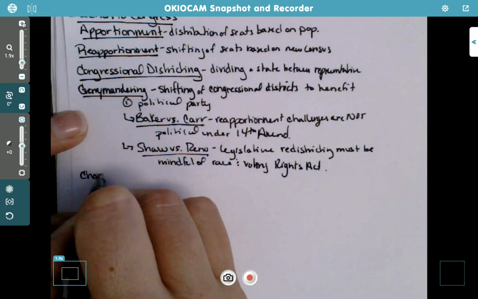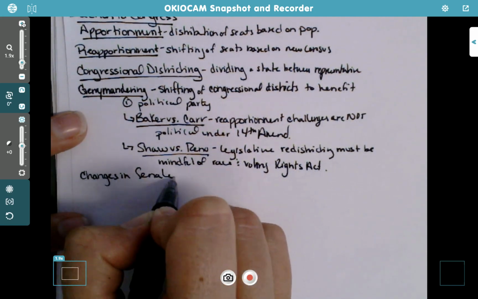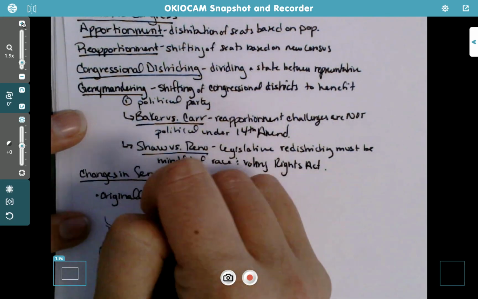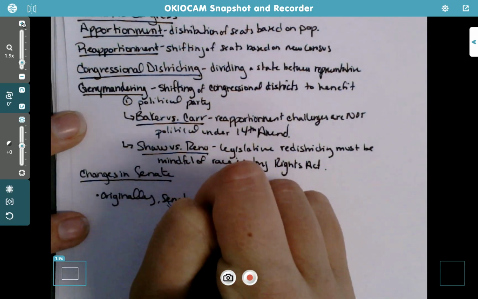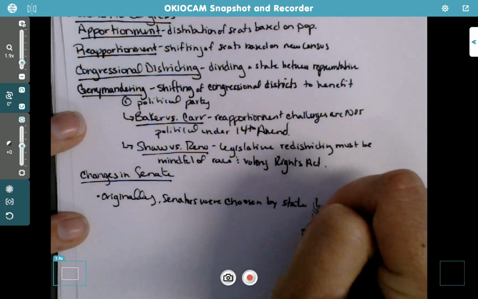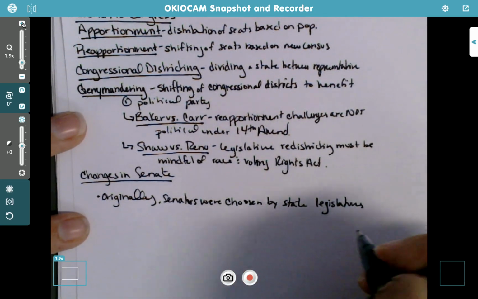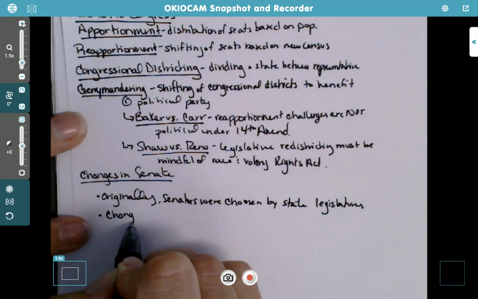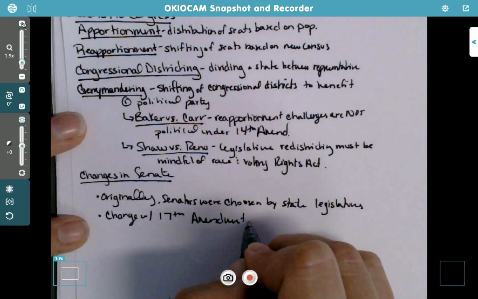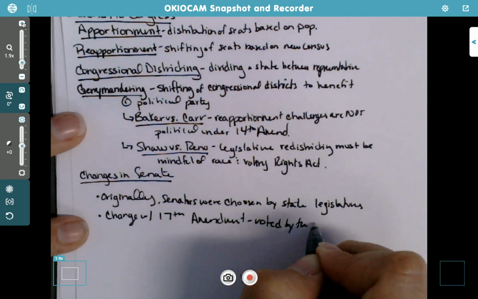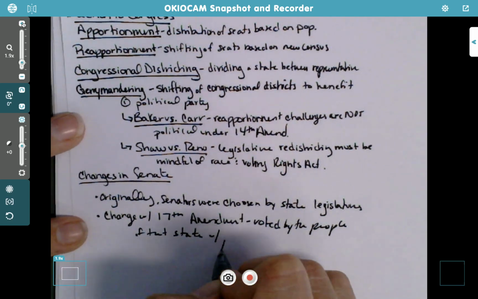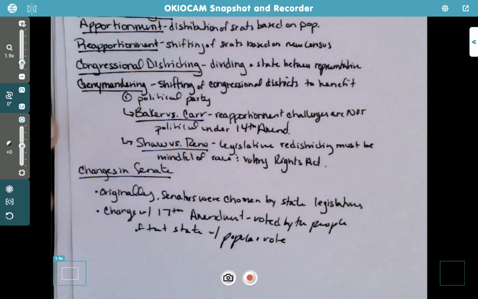Changes in Senate is your next subheading. You need to know originally senators were chosen by state legislatures, and it changed with 17th Amendment. Voted by the people of that state with popular vote. Perfect. That's the first column done.